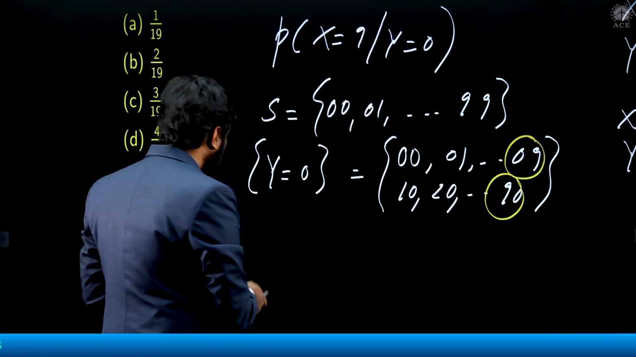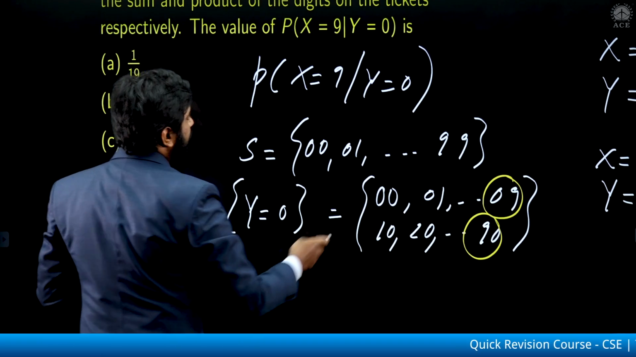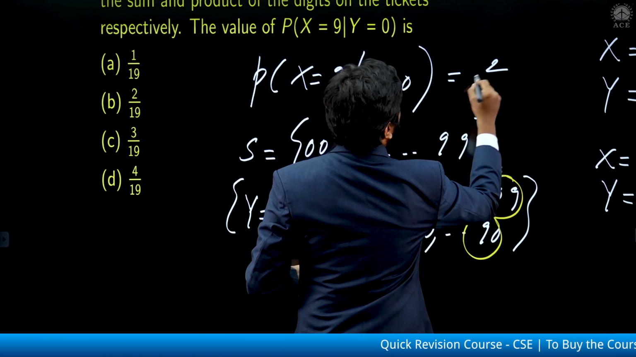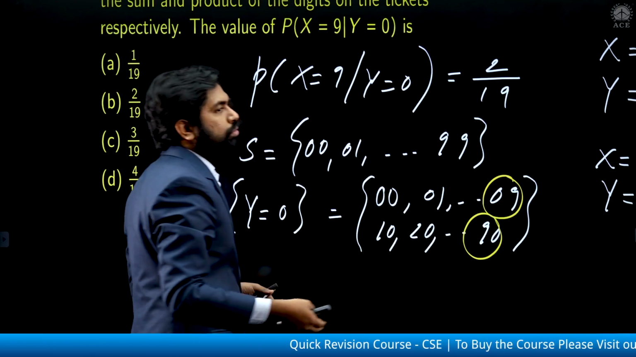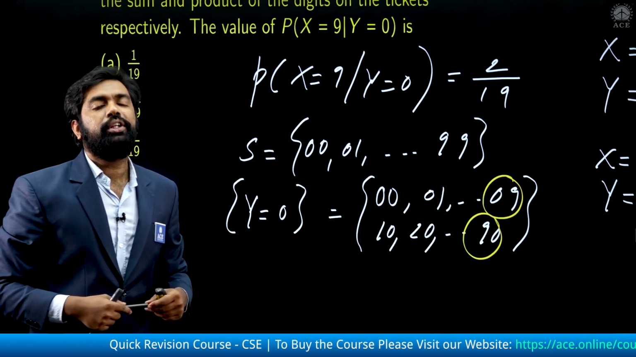So therefore, what do you think is the final answer for this? The final answer for this question is 2 by 19. So this is what is called the conditional probability, and this is what is called working with a reduced sample space.